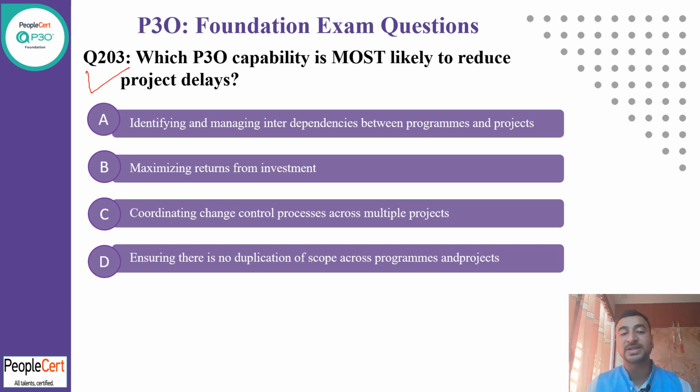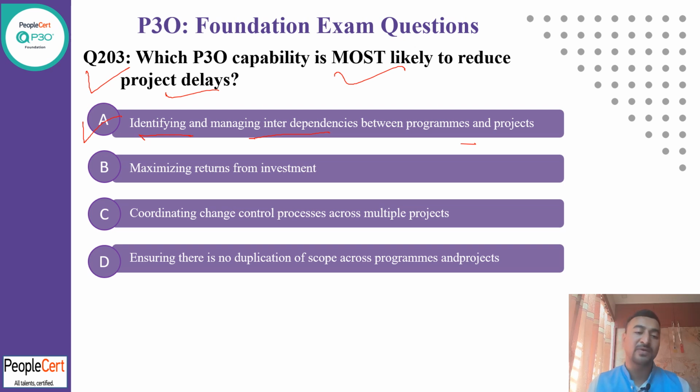Which P3O capability is the most likely to reduce project delay? Option A: identify and manage the interdependency between programs and projects. Yes, that is certainly the most correct answer. And sometimes on the face of it you get the right, correct answer A, but though you have a gut feeling, just have a scan of what other options are available.